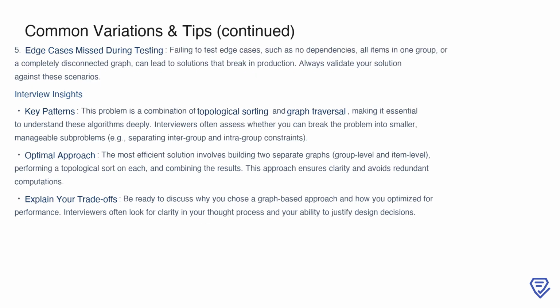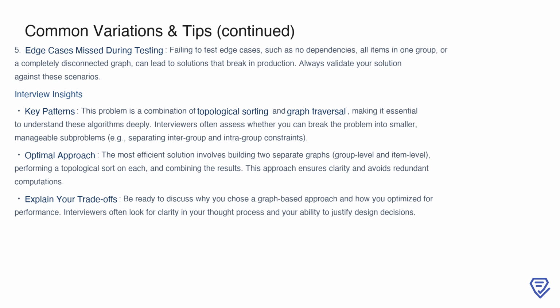Edge cases are another area that often trips up developers. Scenarios like having no dependencies at all, items belonging to the same group, or a graph that is completely disconnected should be thoroughly tested to ensure your solution is robust. Failing to account for these can cause your implementation to break in unexpected ways.